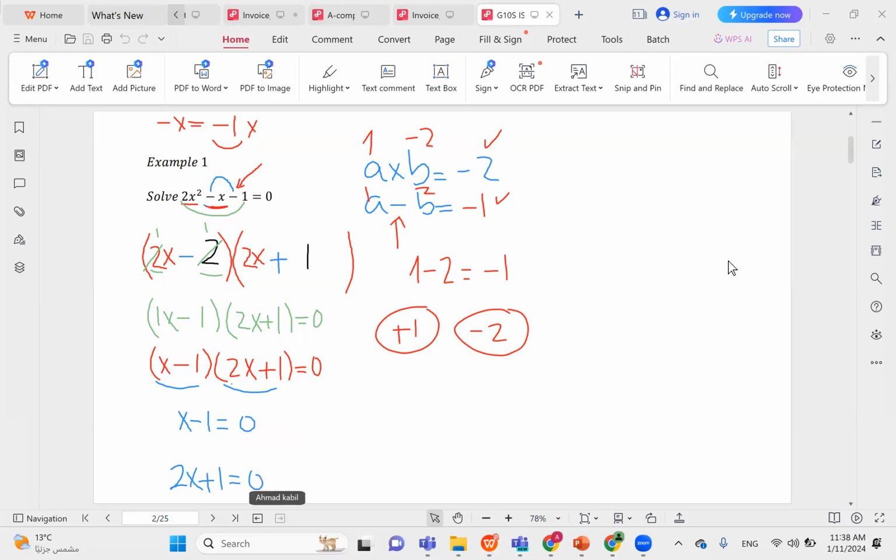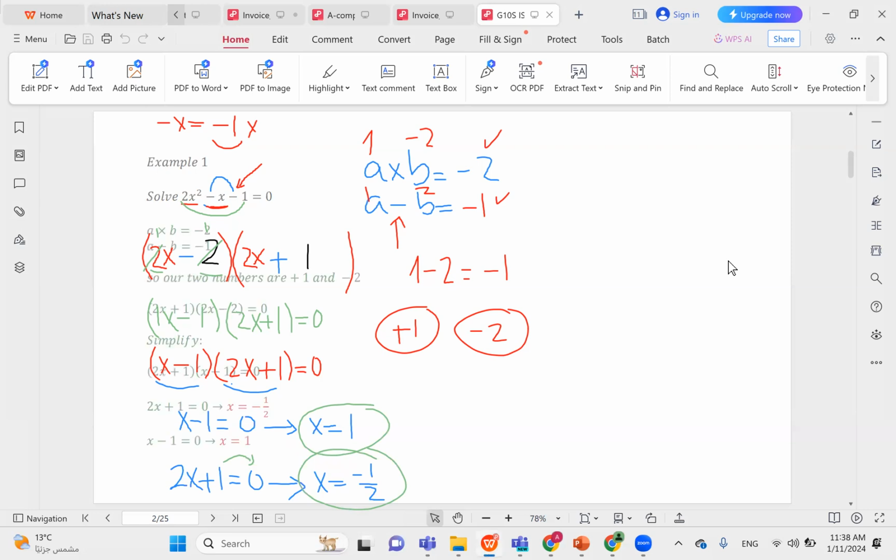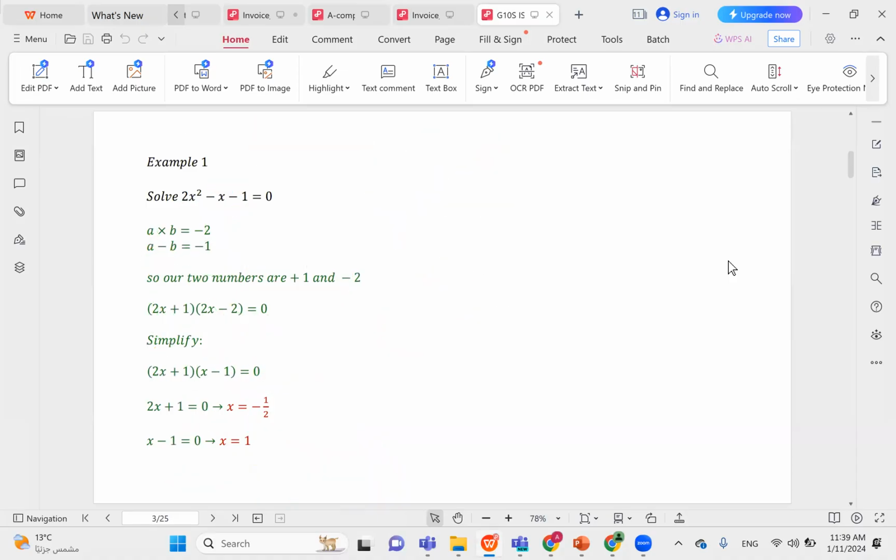In the first case, x equals 1. In the second case, x equals -1/2. So I just simply solved by taking the 1 to the other side, so it became -1. And then I divided by 2, and I got -1/2. So these are two final answers, and we are done. Let's check the written answer, just to make sure we are on the right track. You will find in the written answer as well that the two possibilities are x equals 1 and x equals -1/2.